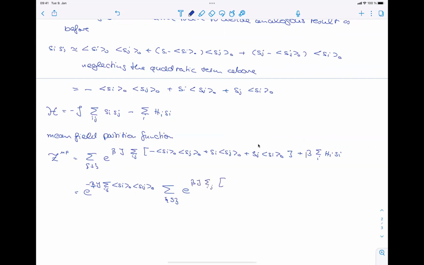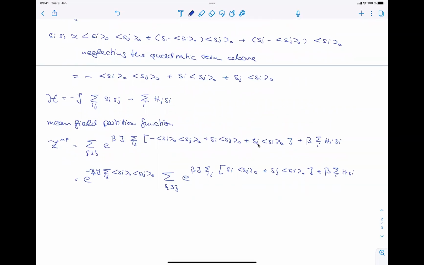So what's left is then Si Sj average plus Sj Si average. And this I can actually, the indexes i and j are interchangeable, so I can simplify this as the sum over 2 beta J Si average Sj. Like this one.